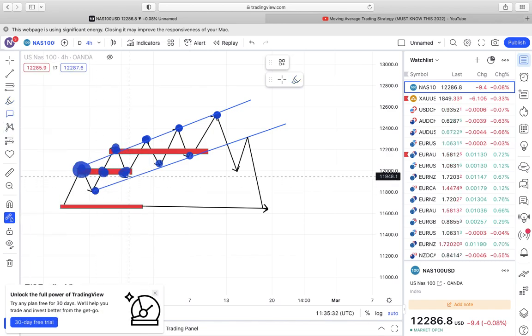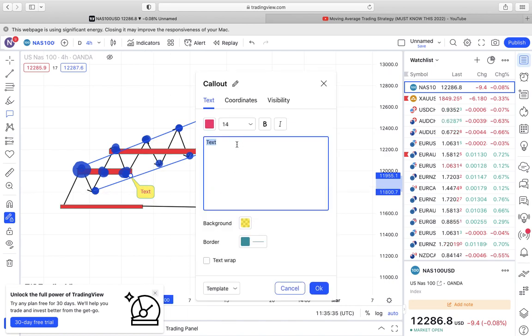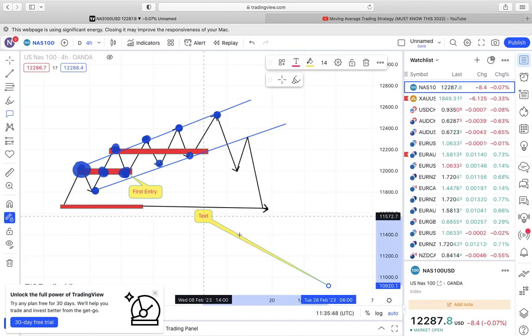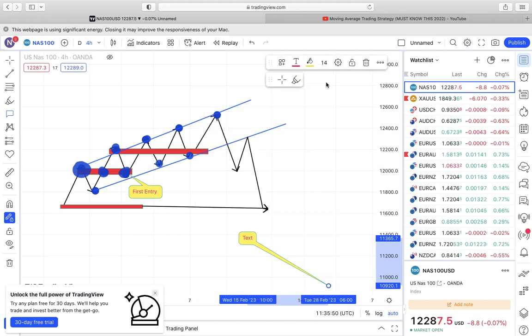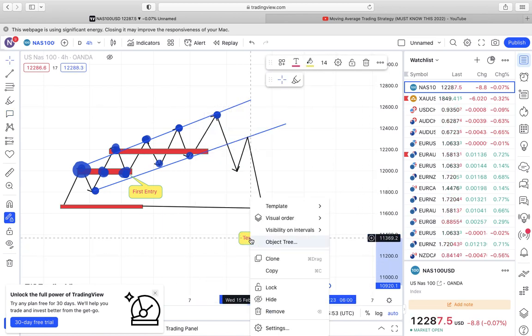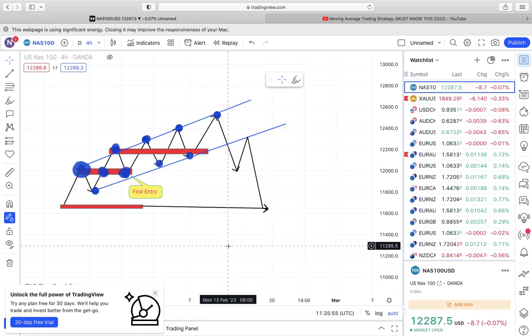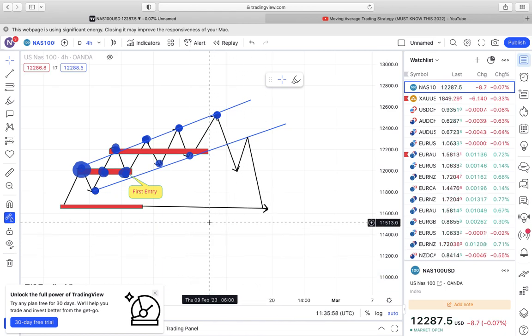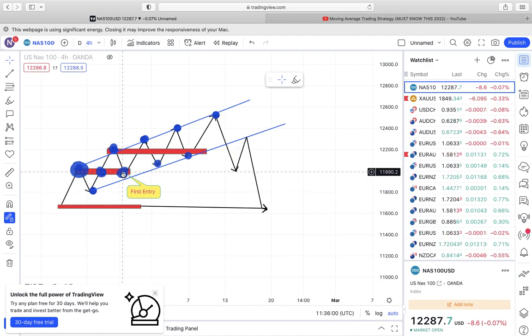This is your first entry. Your first entry should be there. Sorry guys, that one is where your first entry should be. Then you wait. Then the market will go up, because remember you have a trend line here and you have a key zone.